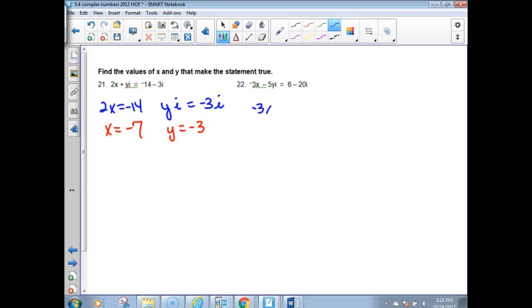But here's solving it algebraically. Negative 3x equals the sixth part. x is negative 2. Negative 5yi equals negative 20i. My eyes are very strange this period. But anyway, we divide by negative 5i, and we'll get y is 4.